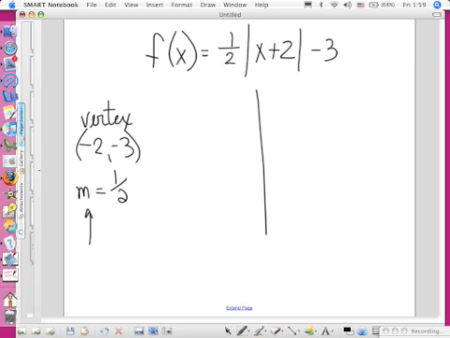All right, so we're going to graph that. My vertex is -2, -3, and it opens up. The slope is 1 over 2, so I go up 1 and out 2, and I draw my lines.